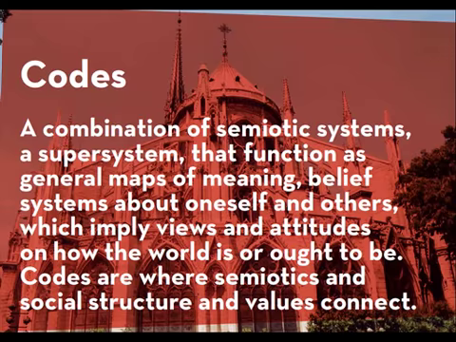Codes. A combination of semiotic systems or a super system that function as general maps of meaning. So cathedrals, really, really good example. You have on the outside of the cathedral the filigree and demons and gargoyles of this physical world. But you go inside the cathedral and you enter the world of eternity, which has a totally different sense. And this is, I really mean this, within Gothic architecture. You have high vaulted ceilings, you have a lot of light, you have a good smell. This world and the next.